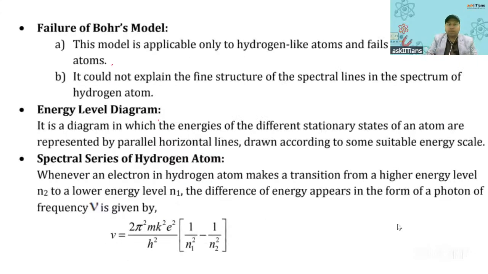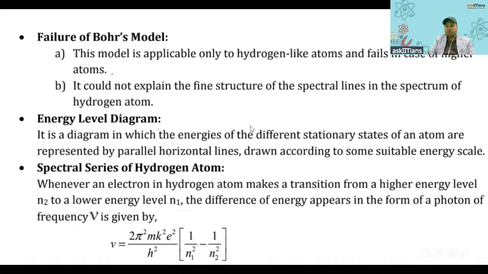Okay. So then you need to know the failure of Bohr's model. So Bohr's model, what is the failure? What are the limitations of Bohr's model? Limitations are that it is applicable to only hydrogen-like atoms, right? It is not applicable to the atoms which have more than one electron. It fails in case of higher atoms, right? And also it cannot explain the fine structure of spectral lines. There's a fine structure also that we will be doing in your higher studies, right? So it cannot explain the fine structure of the spectral lines in the spectrum of hydrogen atom, right?